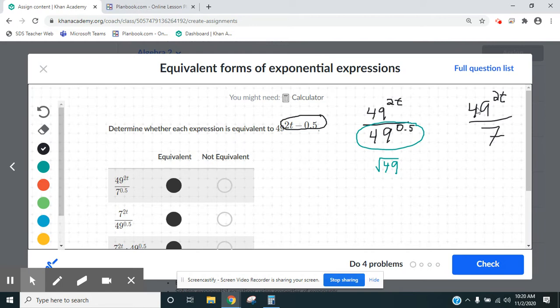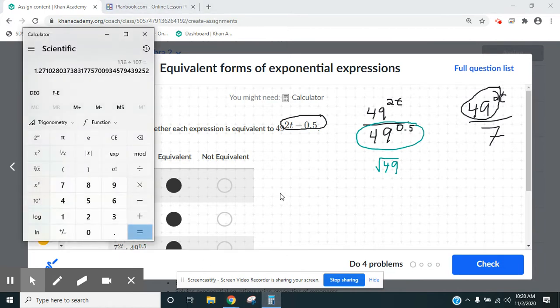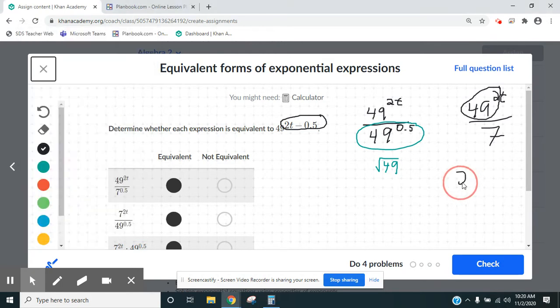Anything else we could do? Well, we could do this. 49 squared. Now, 49 squared is going to be some huge number, right? 49 squared, as a matter of fact, is 49 times 49. Let's do that. 2401 to the t over 7. So that's another possible choice, but I don't see that there either, right? I'm going through all these because you're going to see something like this on all the questions.